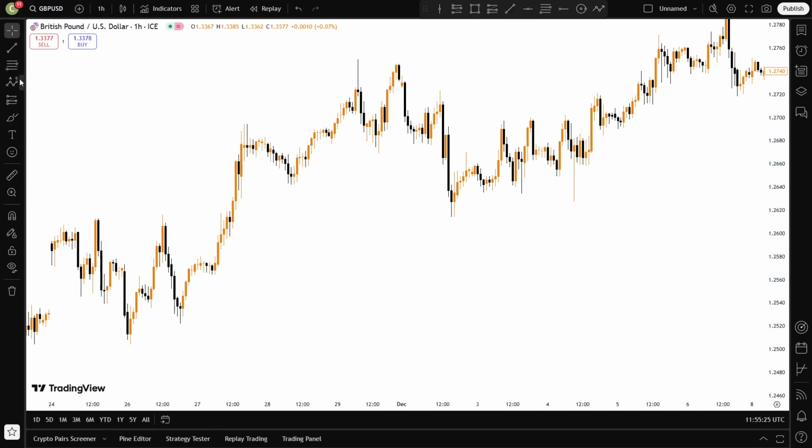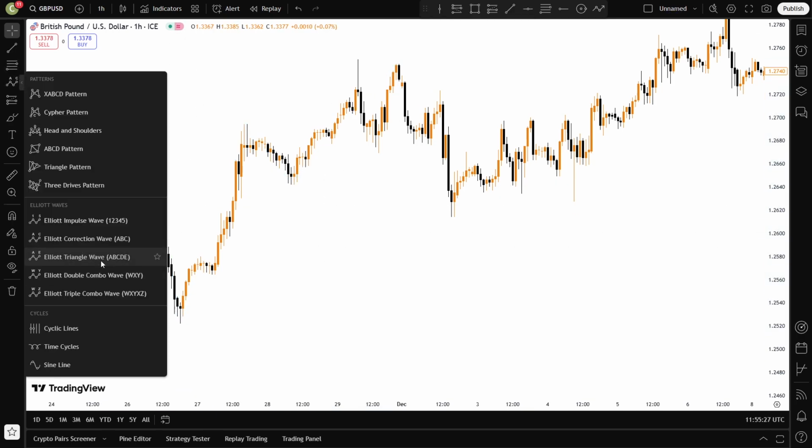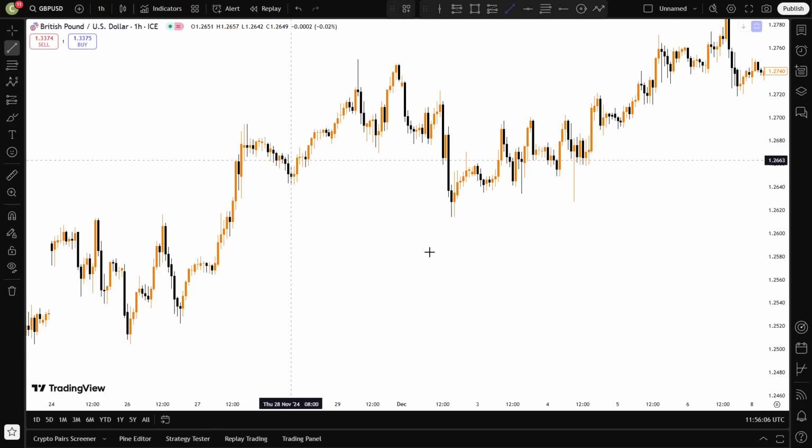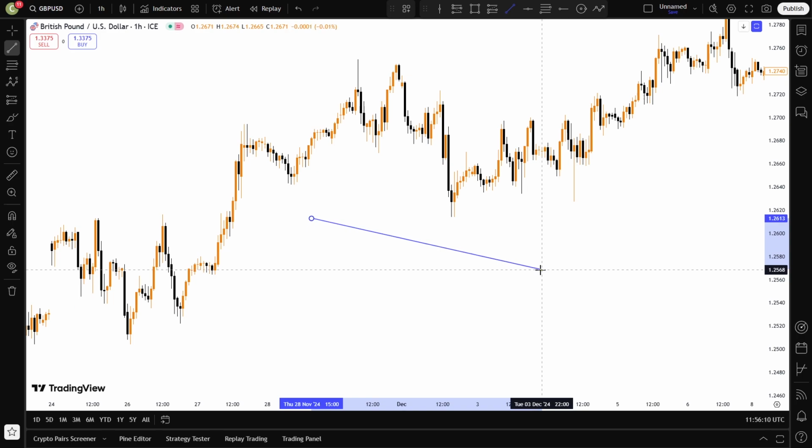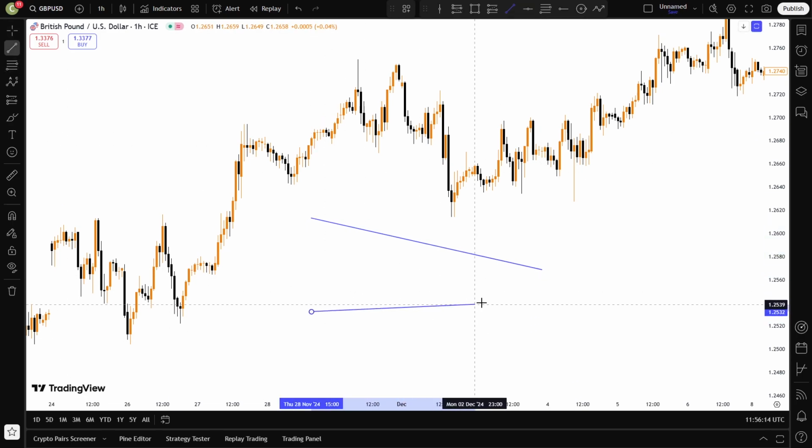The next one is the Elliott Triangle Wave. The Elliott Triangle Wave is a corrective pattern made up of 5 overlapping waves. There are 3 types of Elliott triangles. We have the contracting triangle, the expanding triangle, and the running triangle. But at the moment, I'm just going to show you an example of how the Elliott triangle would look. So first of all, let's try and create a scenario using the trend lines.